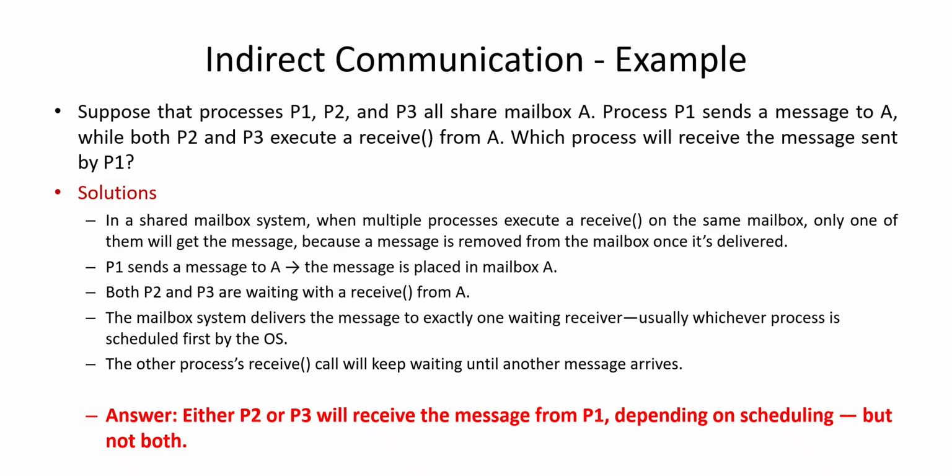The message is removed from the mailbox when it is delivered. Therefore, either P2 or P3 will receive the message. The exact process depends on scheduling by the operating system. The other process continues waiting until another message arrives. So the important point is, one message from the shared mailbox is delivered to one waiting receiver, not both.